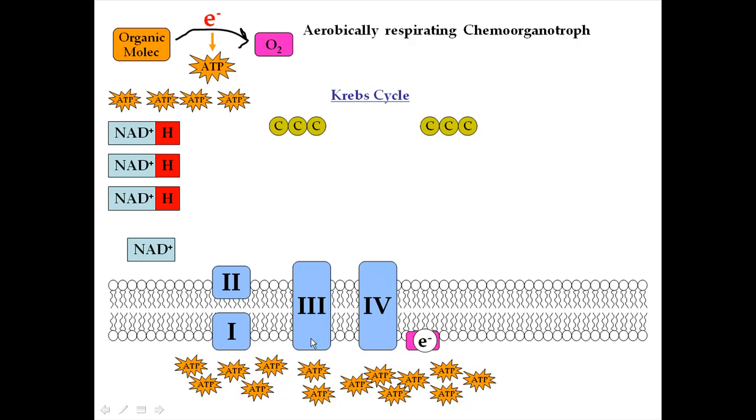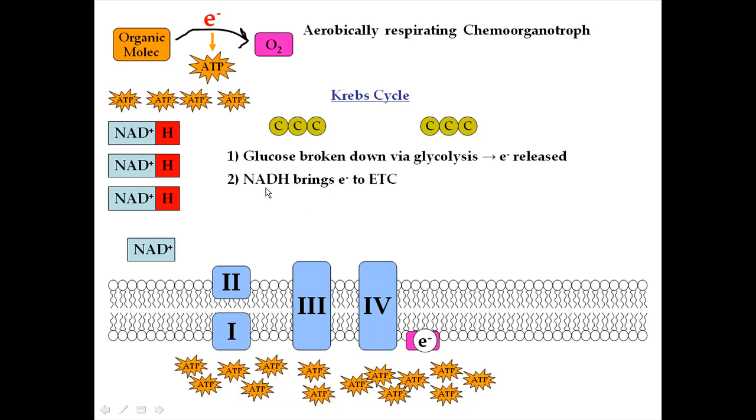In order to sum up what we just showed you here, whenever you're talking about an aerobically respiring chemoorganotroph, one of the first things that occurs is that glucose gets broken down via glycolysis. This results in the release of electrons. Those released electrons are then picked up by NAD+. After that happens, it becomes NADH, and that's the molecule that actually brings the electrons towards the electron transport chain. Once it's at the electron transport chain, the oxygen at the end ends up pulling the electrons through. Then the energy of the moving electrons is used to generate ATP.